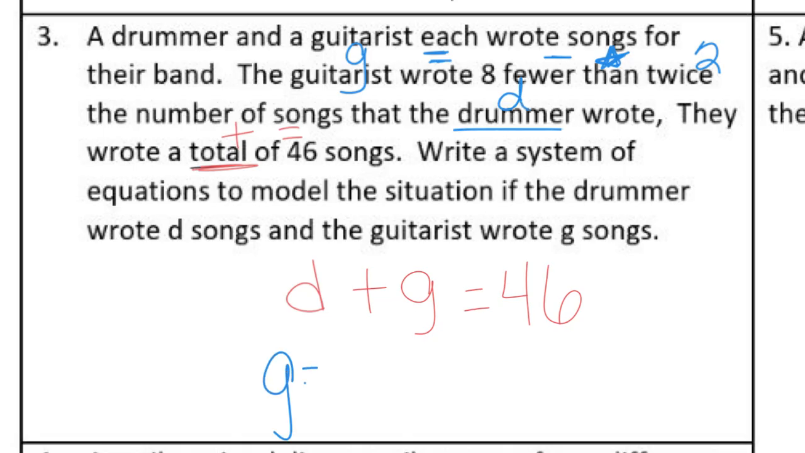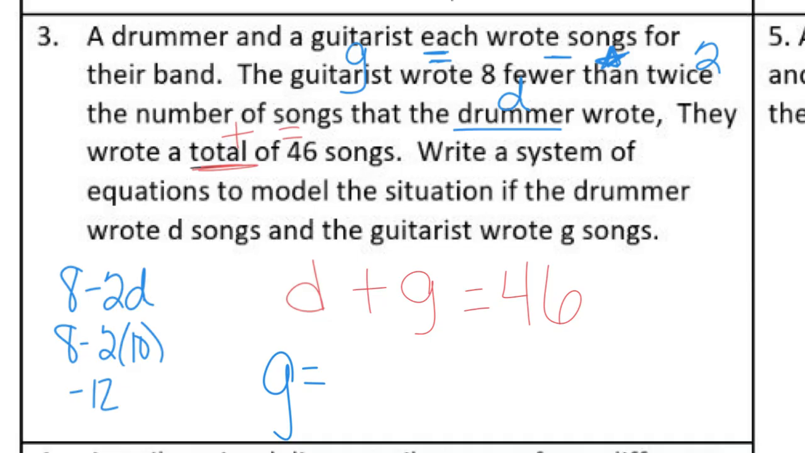So I have guitarist. Now we have to decide. I'm going to write this over on the side. We have 8 minus 2D. We have to decide if that makes sense. What if the drummer wrote 10 songs? If I put 8 minus 2 times 10, what do we get there? I get 8 minus 20, which is a negative. Does it make sense to write negative songs? No. It doesn't make sense to have negative 12 songs. I don't even know how that would work.